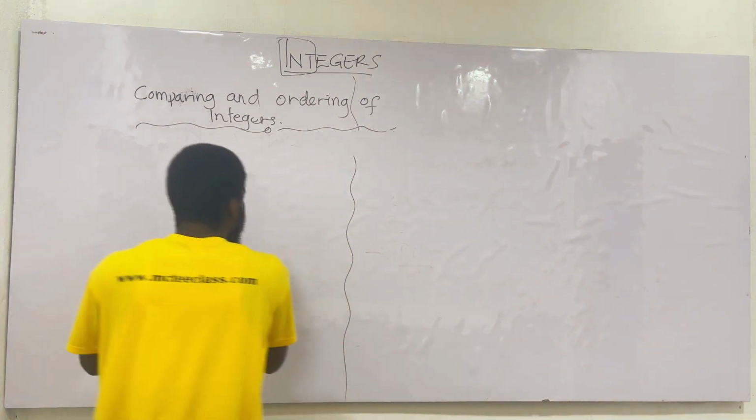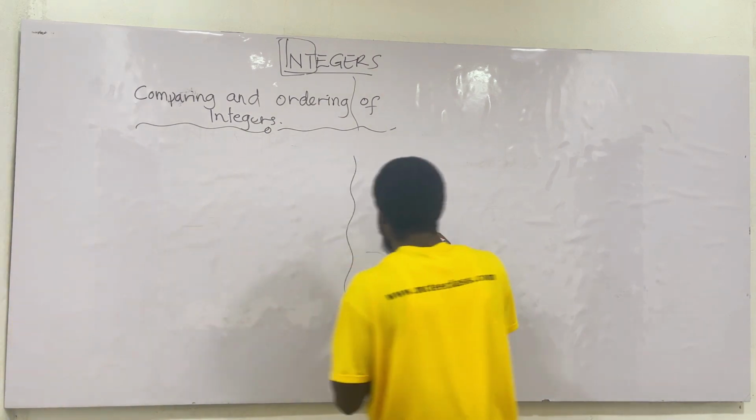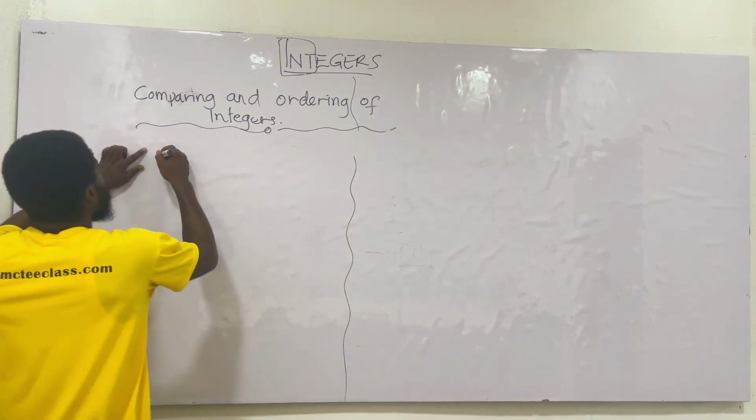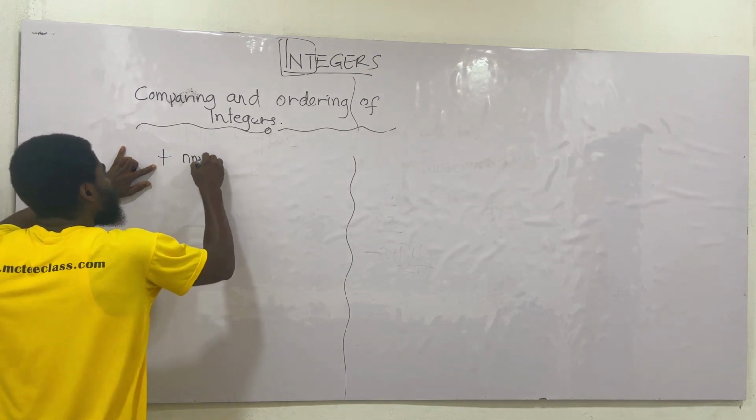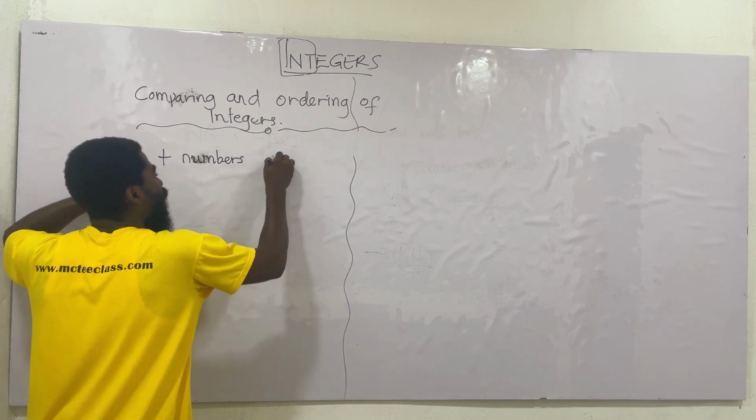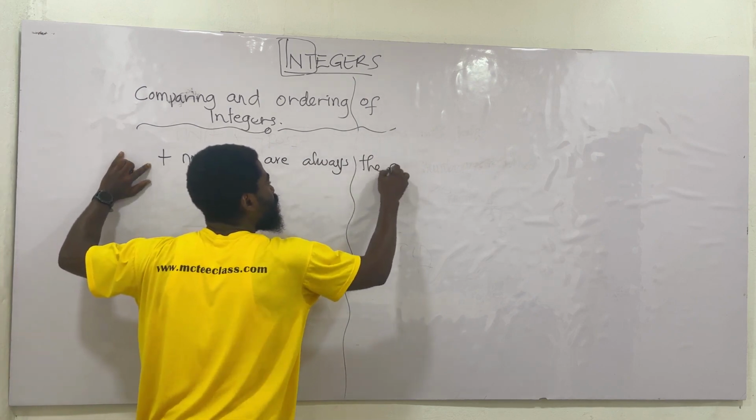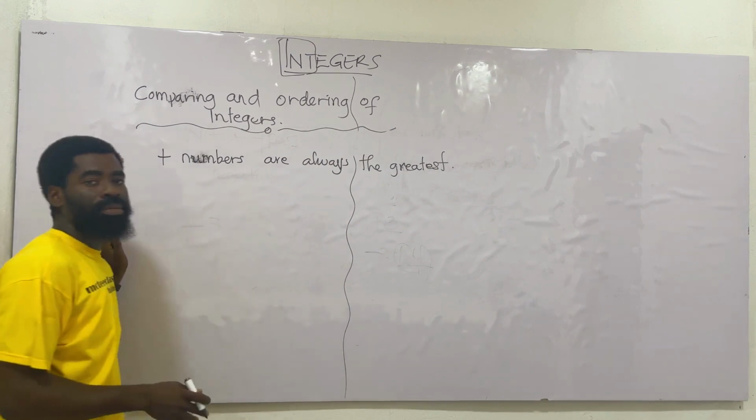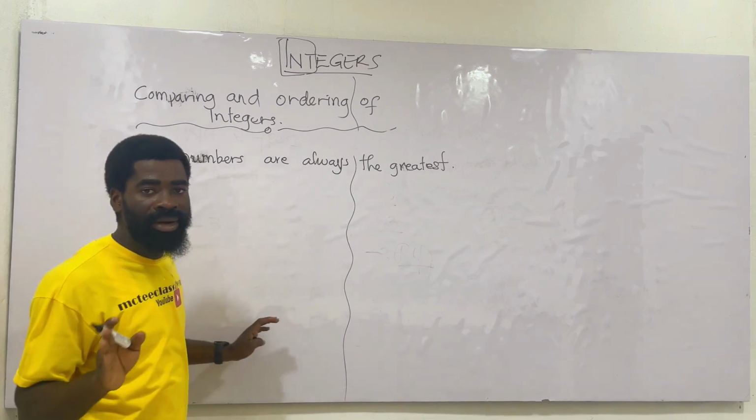Now, if you have a group of negative numbers, take note of these basic things. When you are comparing, we say positive is always greater. So positive numbers are always the greatest in any comparison. You get the point I'm making? So if you are comparing only positive numbers, the greater value is the greater one, right?